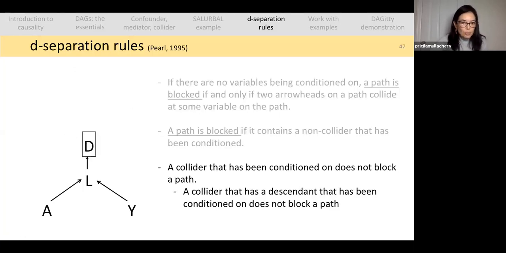And this 3.1 rule is just really to remind that if you condition on a descendant of a collider, you also open that path, right? So not just the collider, but even the descendant of a collider, you also open that path, okay?